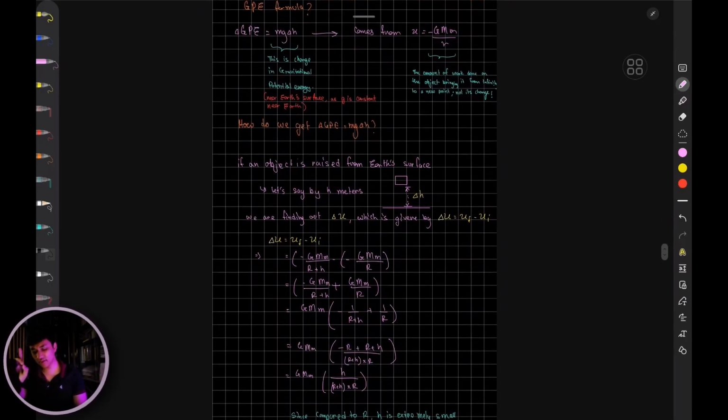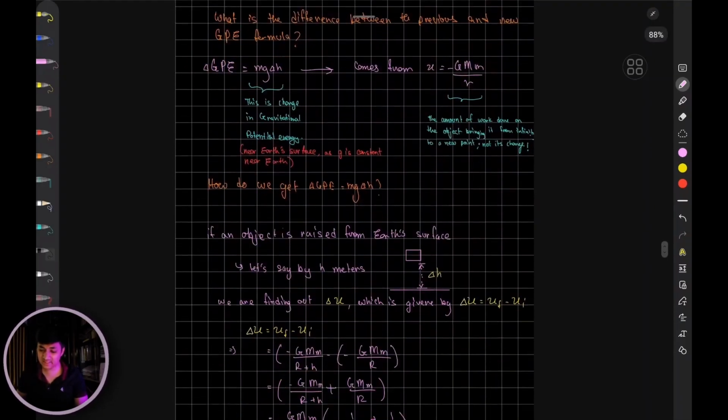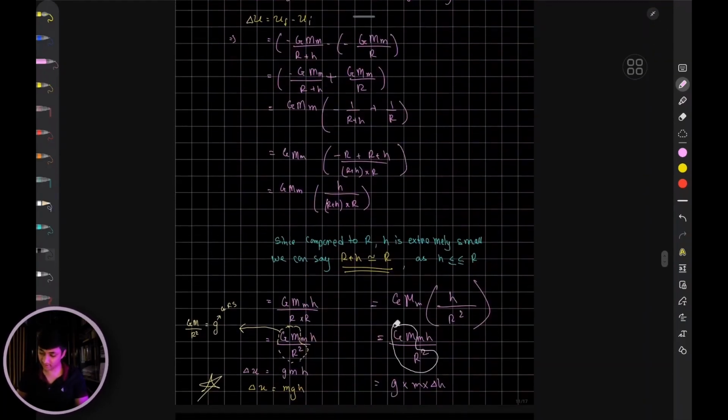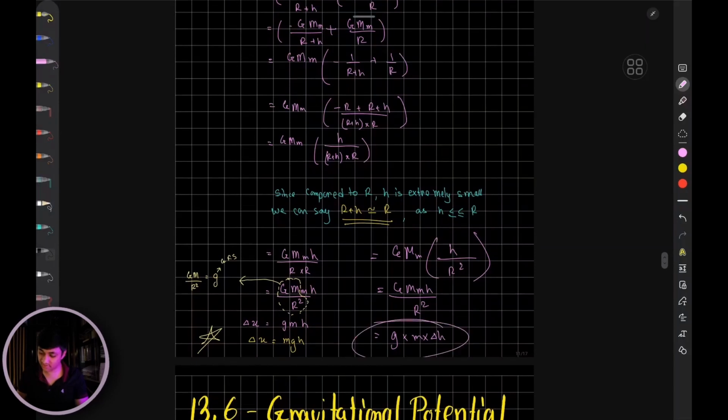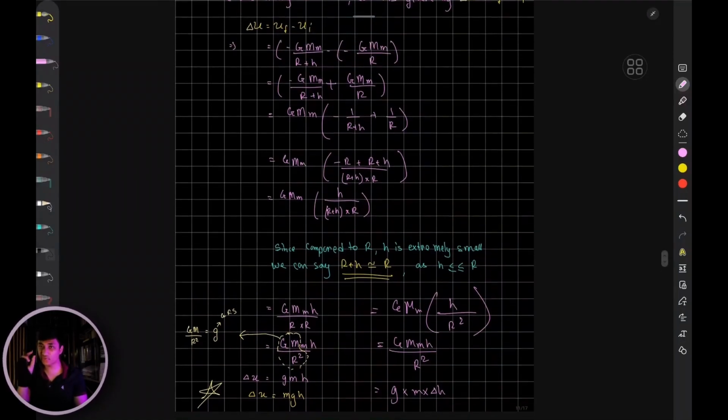And another thing I'll add though is, notice this derivation is how we derived the formula for mgh. So this is how we found out the change in gravitational potential energy for distances near the surface, right?